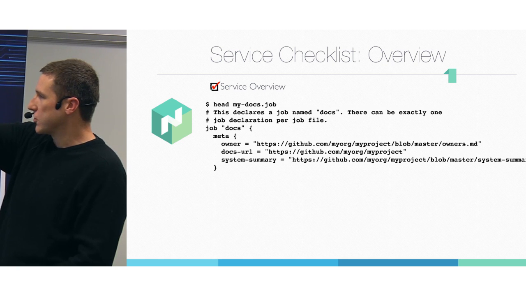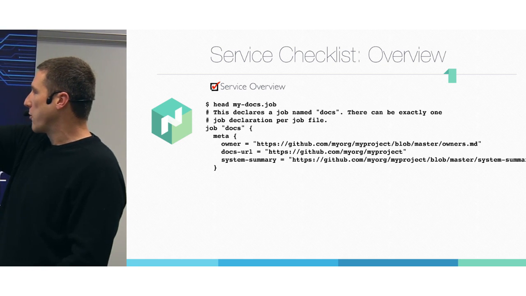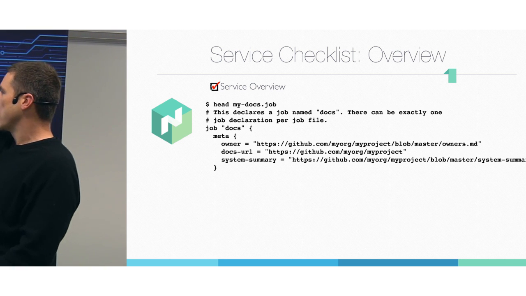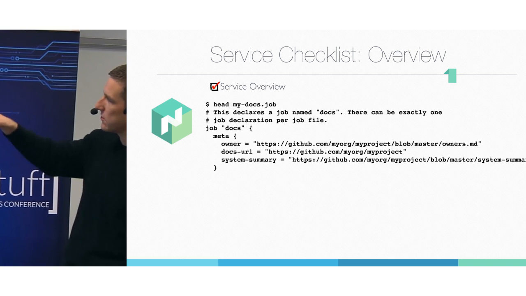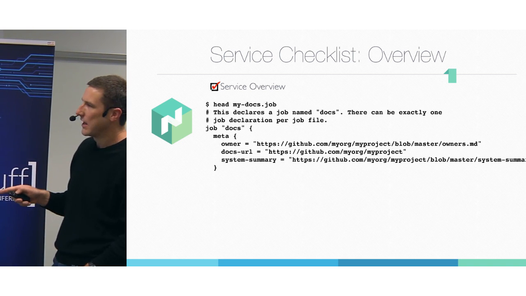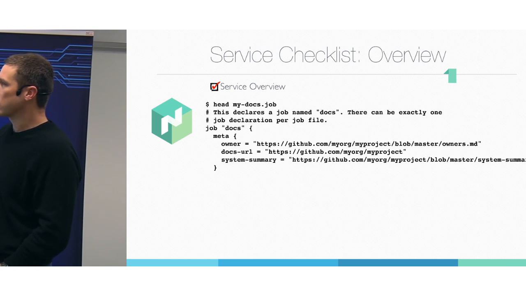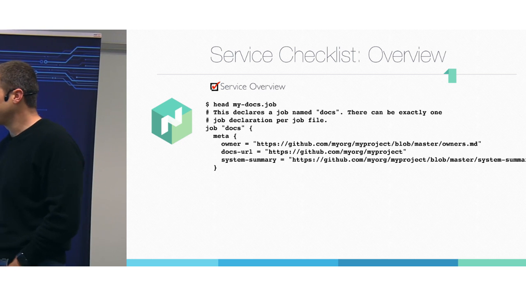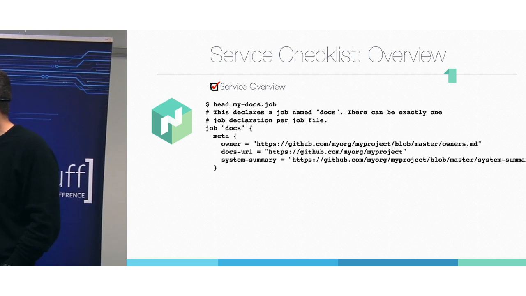So in this case, the job file includes a pointer to the owners, a pointer to the docs, and some kind of a systems URL. And this is just by convention. But as a result, you can write something that will programmatically go back and enforce consistency. And that's a really important element, because at some point as you grow, you can't rely on people to enforce process. At some point, you're going to have to rely on technology to do so as well.